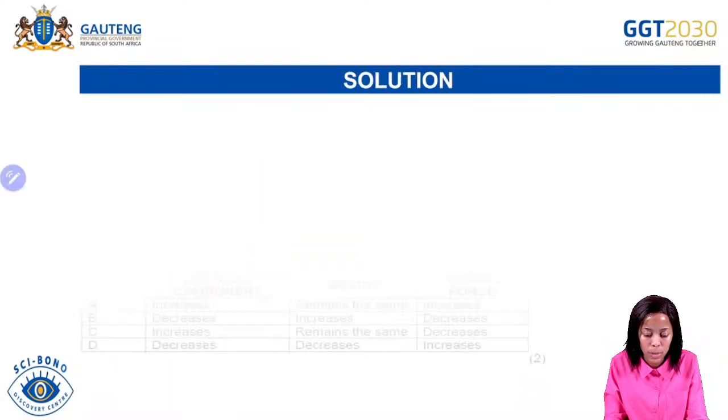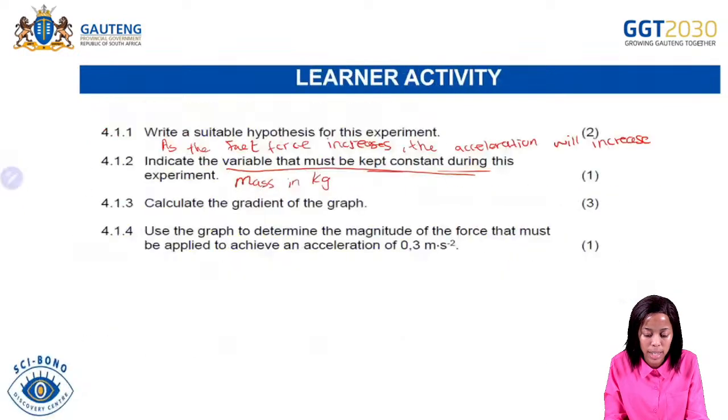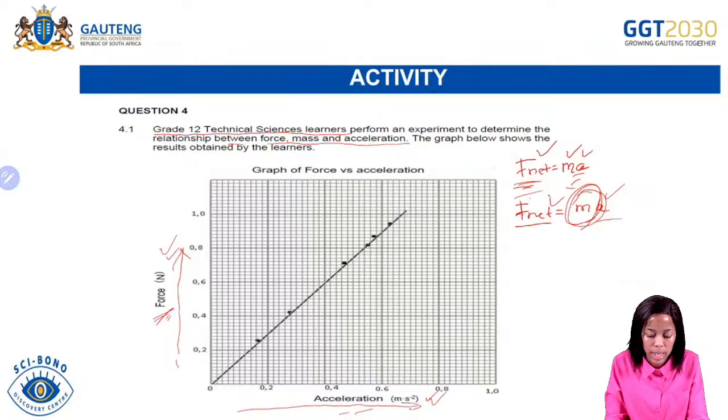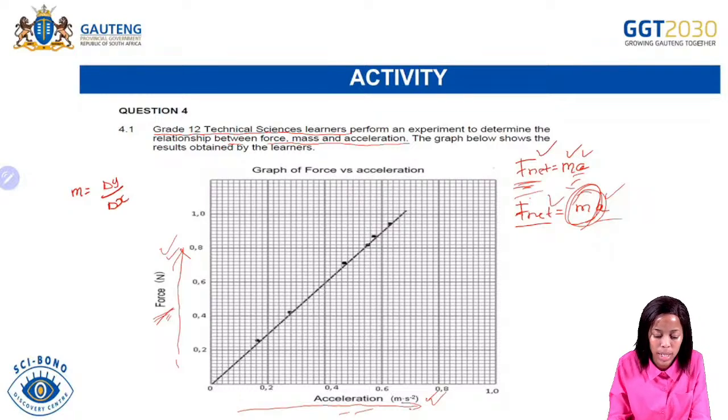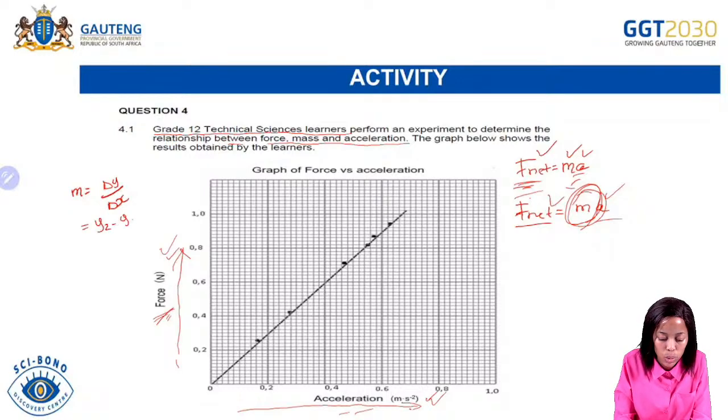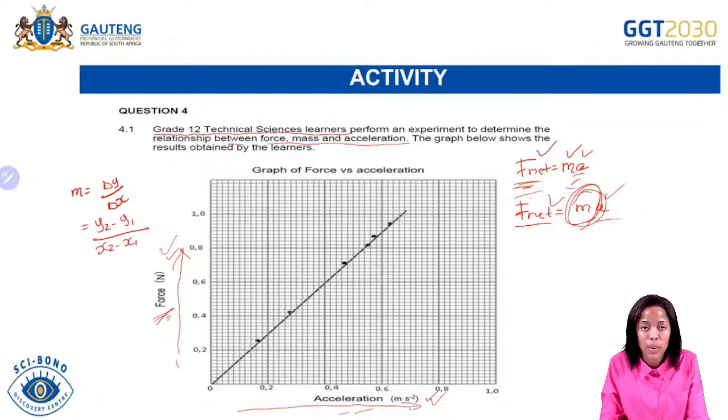Remember that the gradient of the graph, we are going to say change in y divided by change in x. So just to go back to the graph, the gradient is change in y divided by change in x. Change in y will be y2 minus y1, and x2 minus x1.